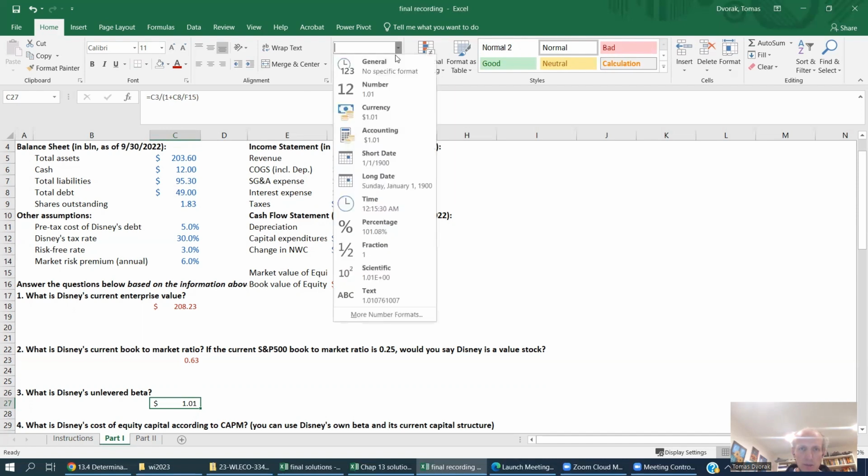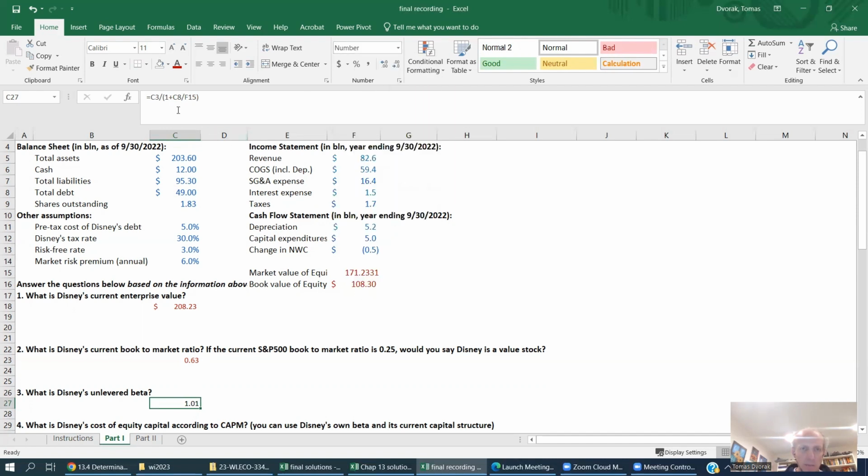Does that make sense? I'll just change this to a number again. Make it red. Does that make sense? Sure. If there was no debt, then the unlevered beta would be equal to just the levered beta. But because there's debt, the actual asset beta is less than the equity beta.